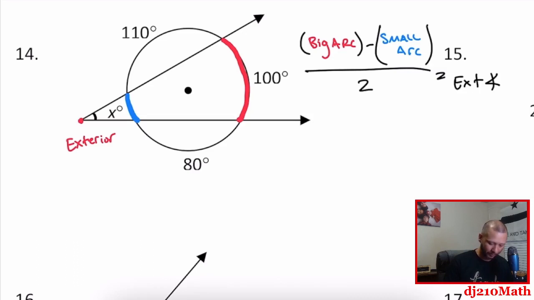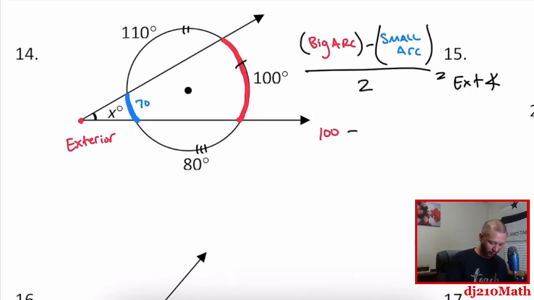So here we have the big arc, 100, minus the small arc. We don't know directly what the small arc is, but there are some ways of figuring this out. The fact that there's 360 degrees in a circle, and I know 1, 2, 3 segments. So 360 minus 100 minus 110 minus 80 gives us 70.